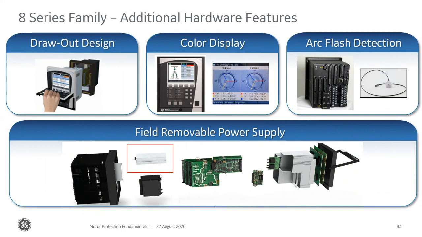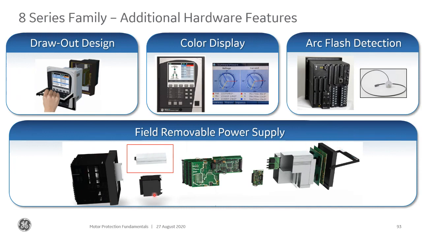Some of the hardware features on the 8 series: the draw out design. Each of these relays, there's one set screw you can remove and then pull the relay out of the case. The relay features a color display. You can do things like display a single line or display your voltage and current phasors on the front of the relay. We offer an option for arc flash detection. We have also field removable power supplies.